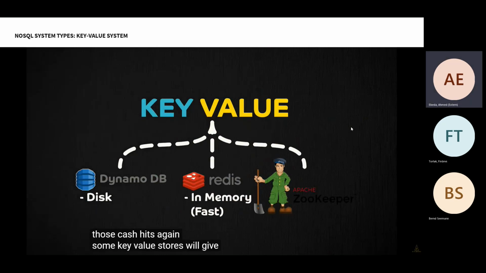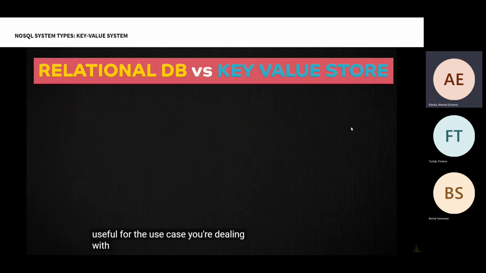Some key value stores will give you strong consistency. Some will give you eventual consistency. The point is, there are a lot of key value stores out there, and you have to pick the one that's going to be most useful for the use case you're dealing with.